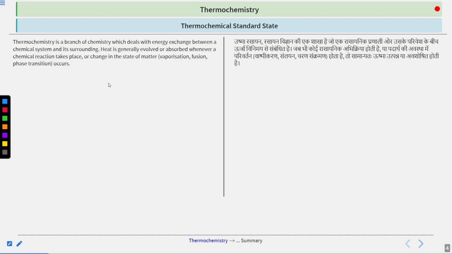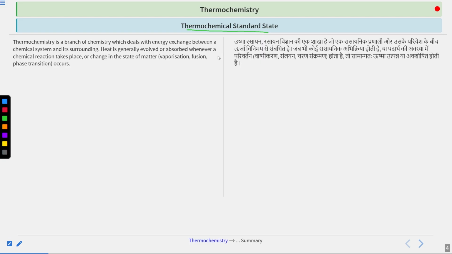First thing, the basic definition of thermochemistry. We will slowly move to the thermochemical standard state, but first we will get to know what thermochemistry is. Thermochemistry is a branch of thermodynamics which deals with chemical and physical reactions. You know that thermodynamics deals with the exchange of heat, but thermochemistry specifically deals with the exchange of heat in a reaction. Thermodynamics includes pressure-volume work also, but thermochemistry does not include that. It only includes physical and chemical reactions.